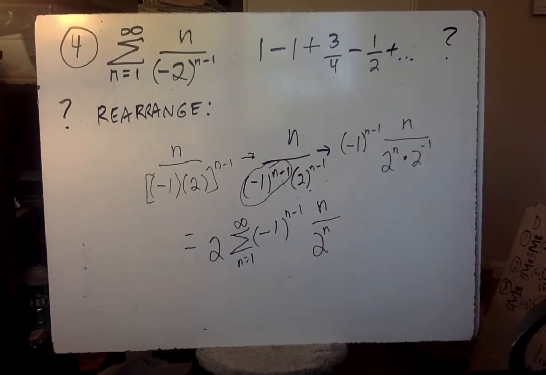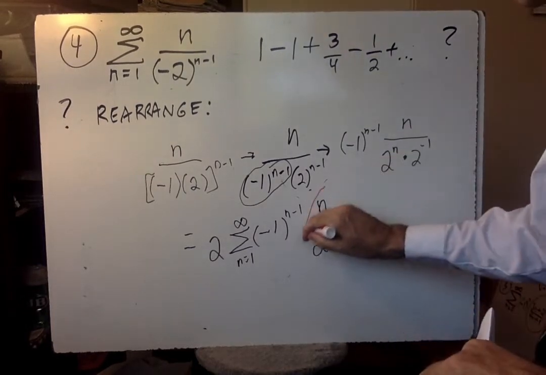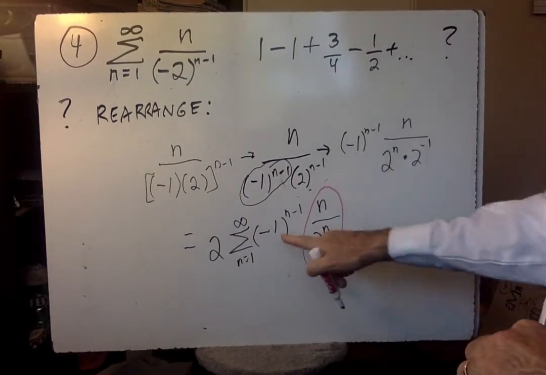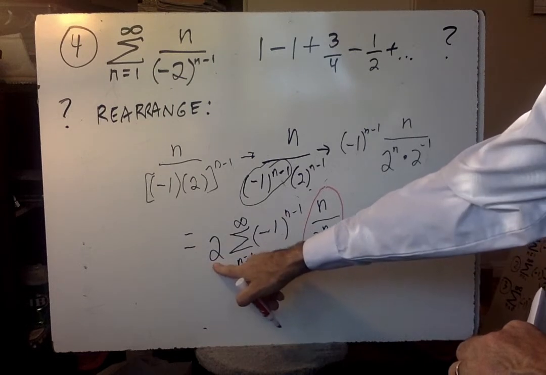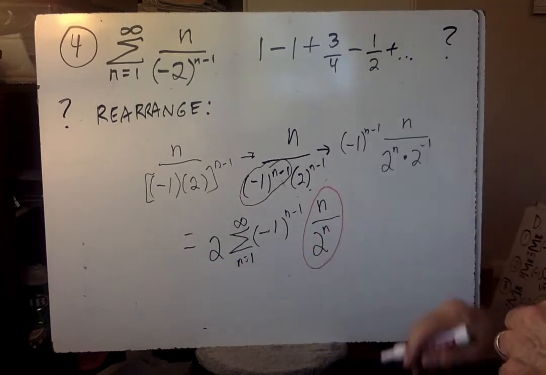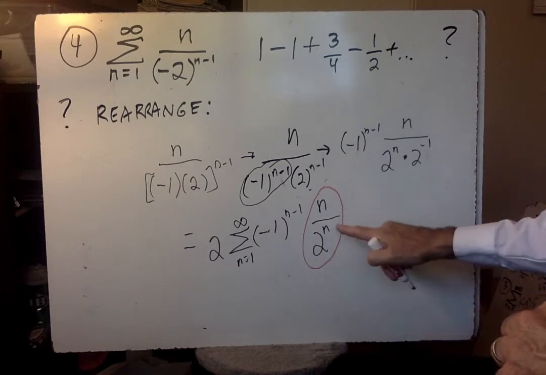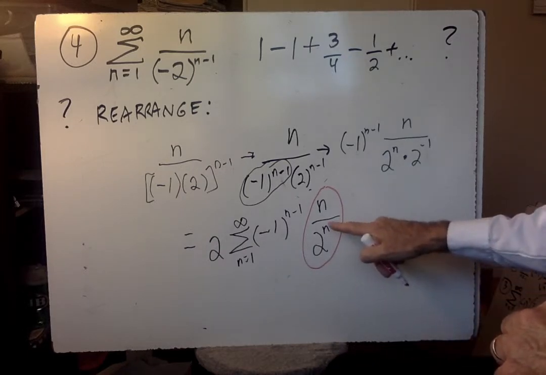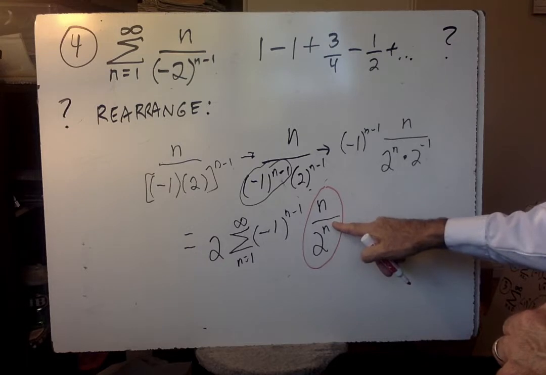And now what's nice about this is we can focus just on this. It's an alternating series. We can ignore that. That has no effect on converging or diverging. Now we're just looking at this and asking our questions. Does this pass the nth term test? And is each term smaller than the one before?